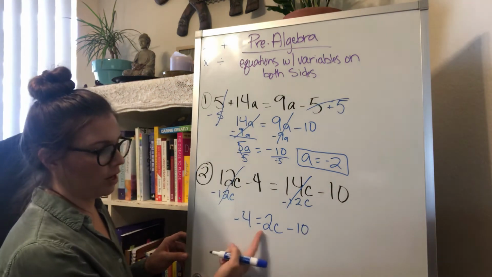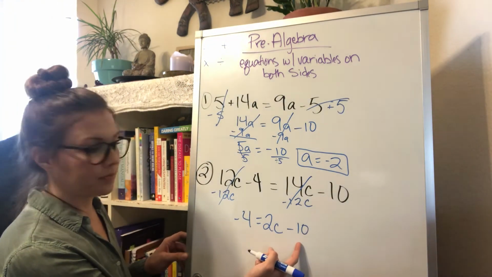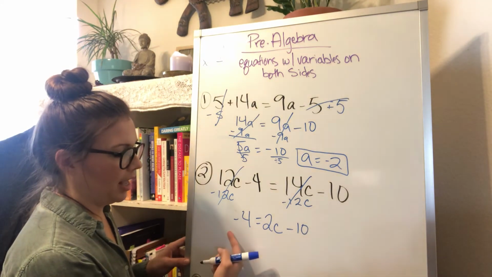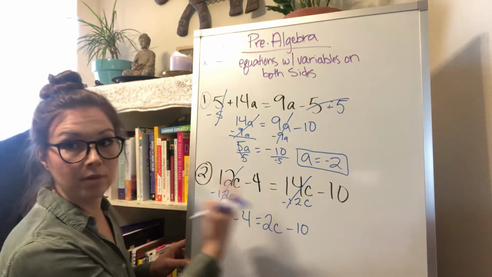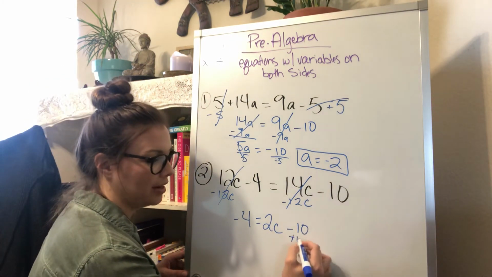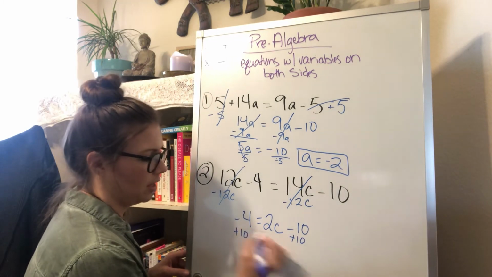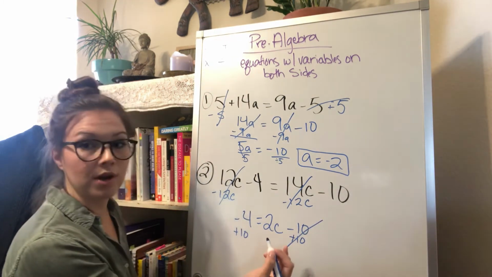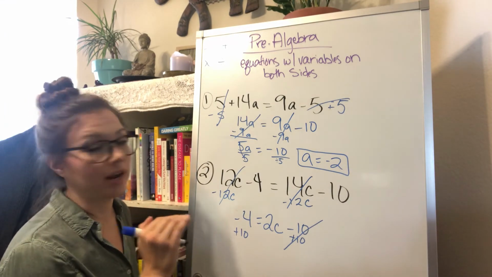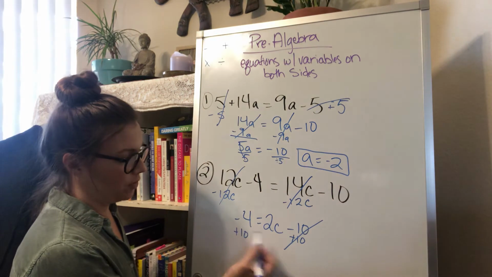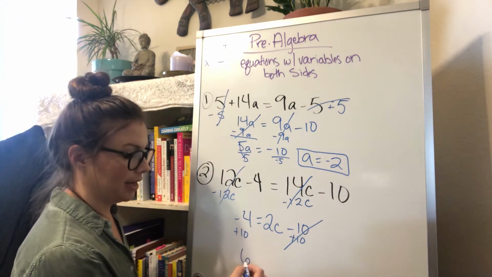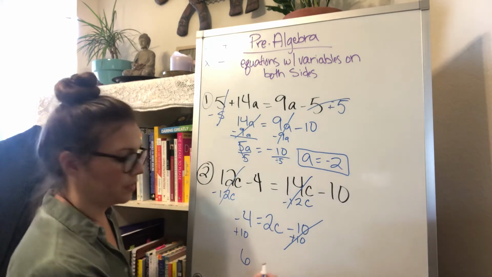Okay, so now I have negative 4 equals 2c minus 10. So again, I want all my variables on the right, my numbers on the left. This negative 10 doesn't have a variable, so I'm going to move it over to the other side. It's a negative 10, it's subtracting, so I'm going to add 10, because that's the inverse, to get it out of there. And remember, whatever I do to one side, I have to do to the other, because otherwise that equal sign would not mean anything, right? So add 10 to both sides. Negative 4 plus 10 becomes 6, right?